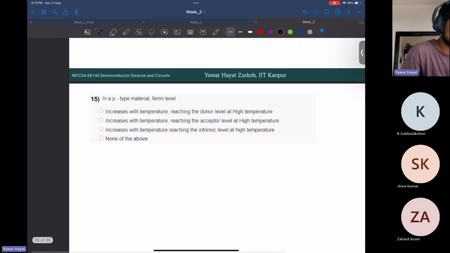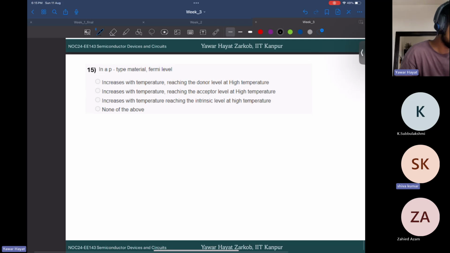So now what about the last one for today's session? In a p-type material, what happens to the Fermi level with temperature? As we increase the temperature, how does it vary? Okay, proceed step by step. Where is the Fermi level located in a p-type semiconductor? Near the valence band. So it's below the intrinsic level, right?